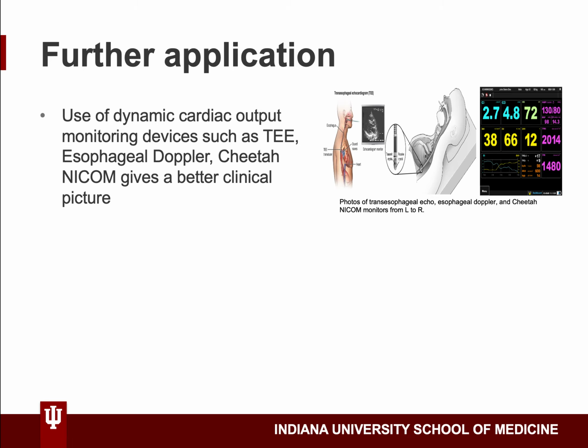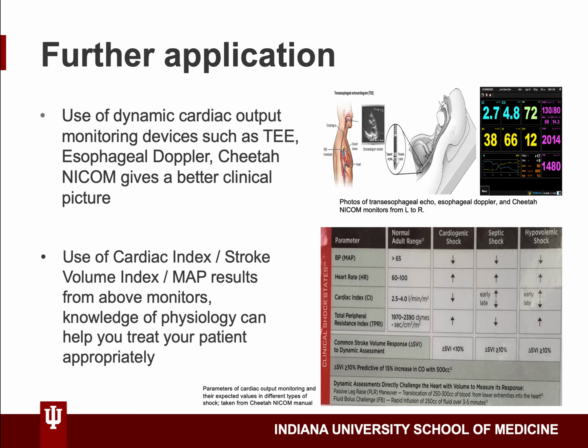Figuring out the processes driving base excess is where advanced hemodynamic monitoring systems such as the TEE, esophageal Doppler, or the Cheetah can come in handy, as they put the patient's entire hemodynamic picture into context. From there, you can use the patient's acid-base status, values such as cardiac index, mean arterial pressure, stroke volume, as well as your knowledge of physiology to determine what is going on with your patient and how you should best manage them.